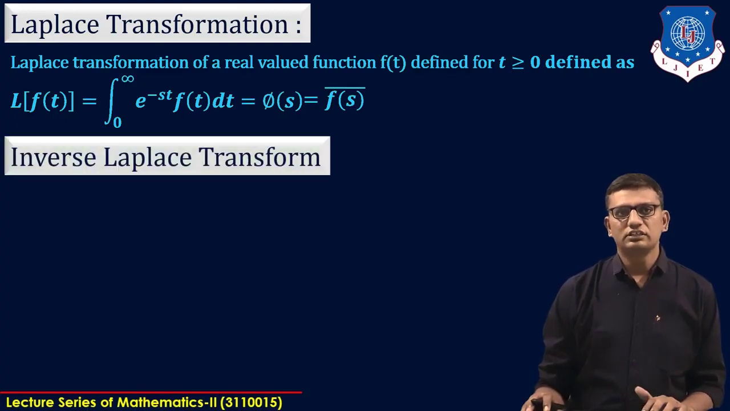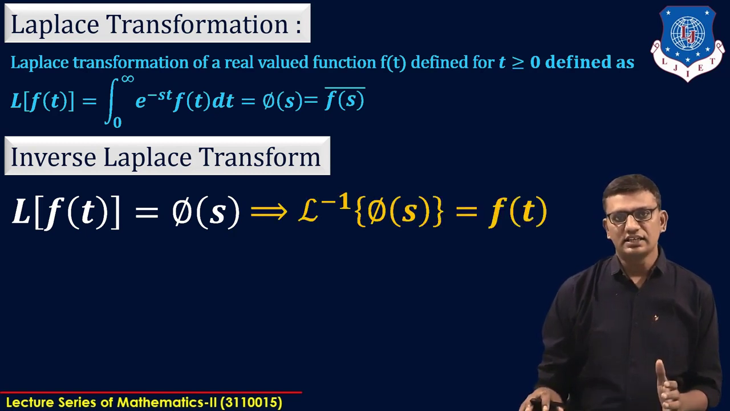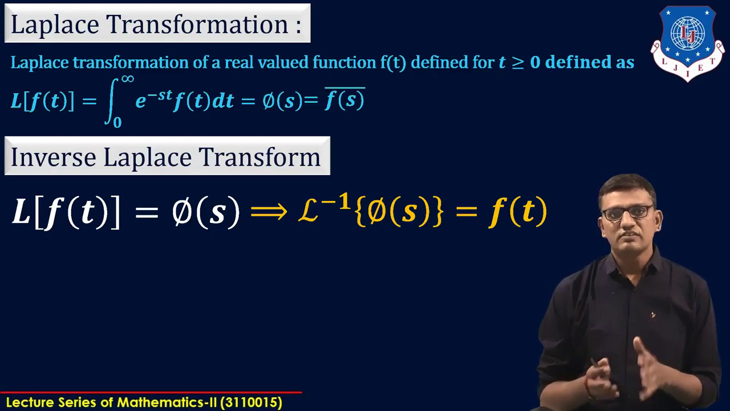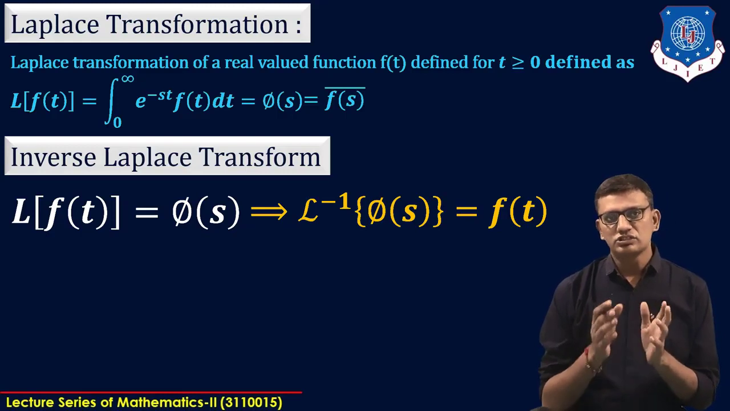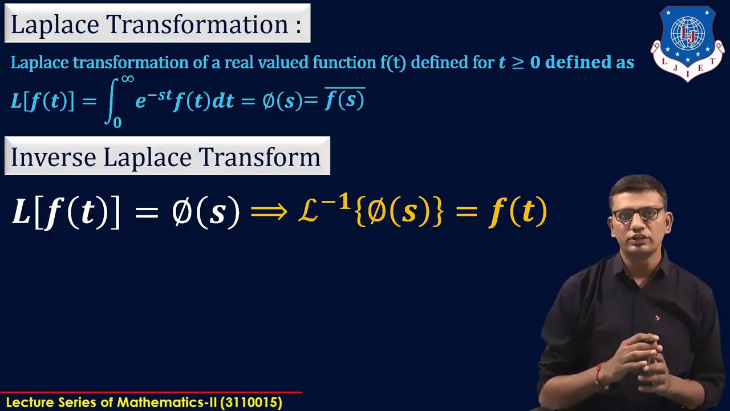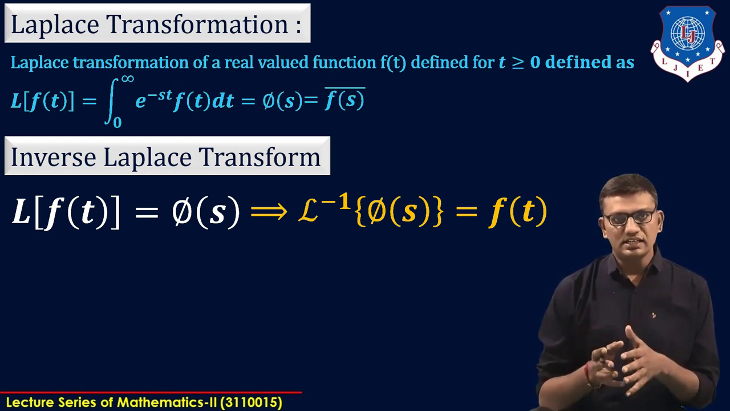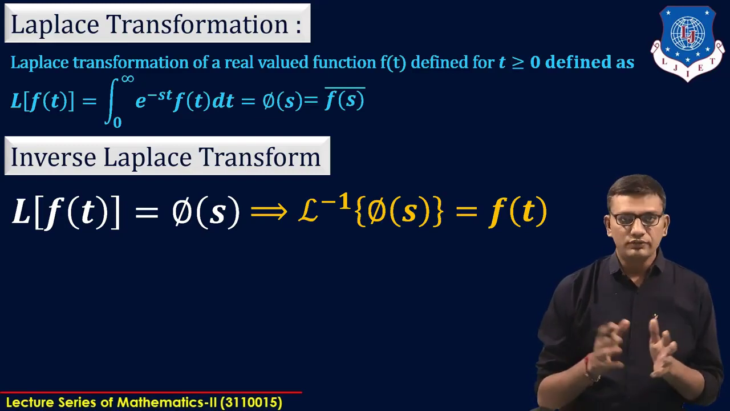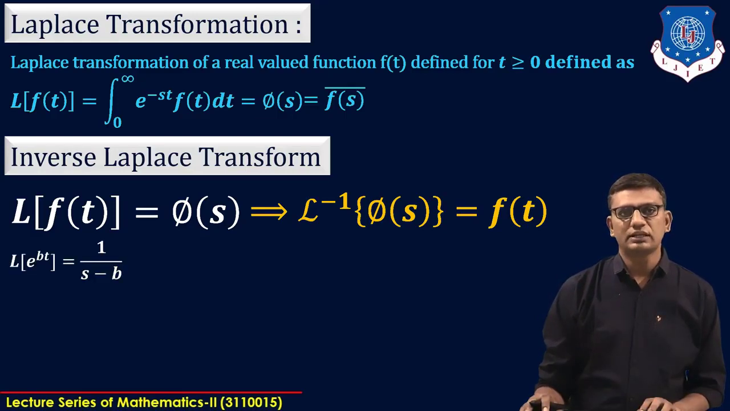Now, what is an inverse Laplace transform? If Laplace of f(t) is phi of s, then we can say that inverse Laplace of phi of s is f(t). That means we can convert a function of t into a function of s using the improper integration from 0 to infinity of e raised to minus st f(t) dt. In this case, we can say that f(t) is the inverse Laplace of the function of s, which is denoted as phi of s. Now we will see some concepts of inverse Laplace transform.